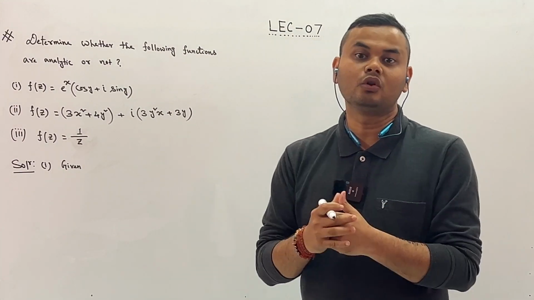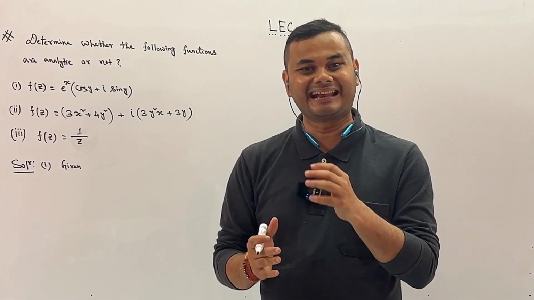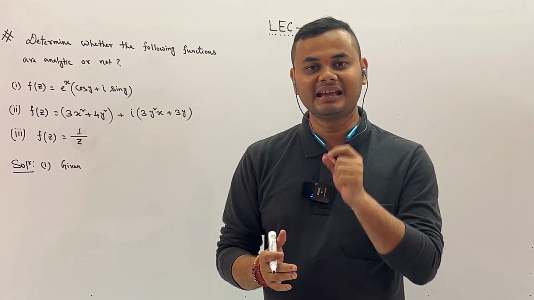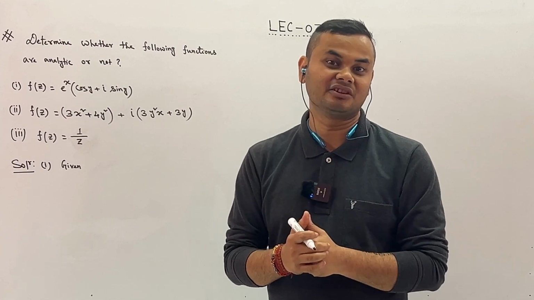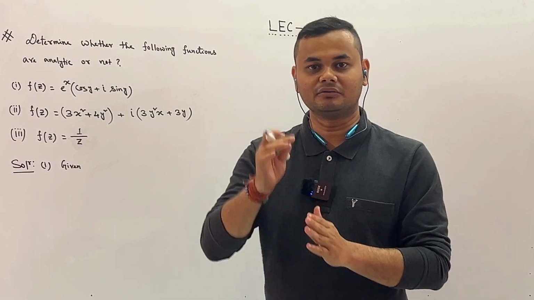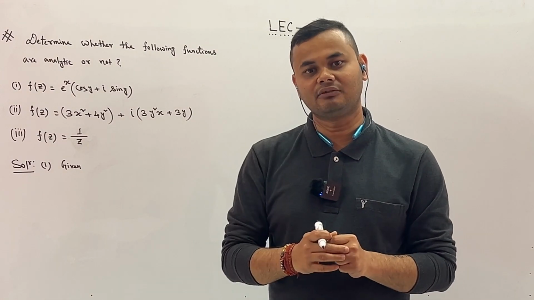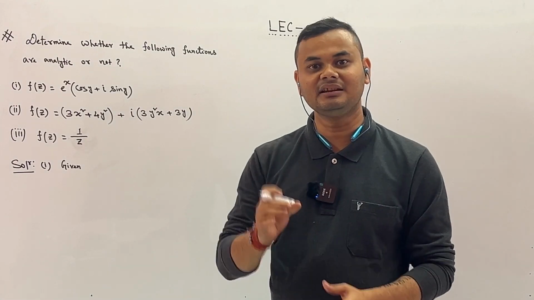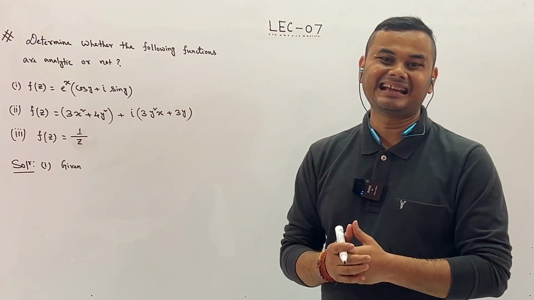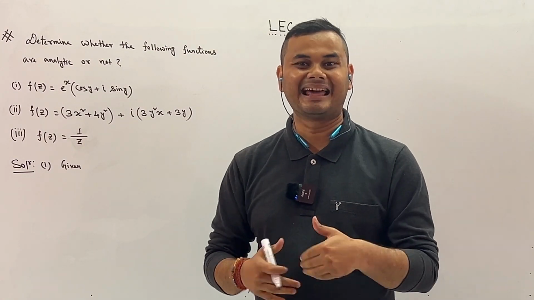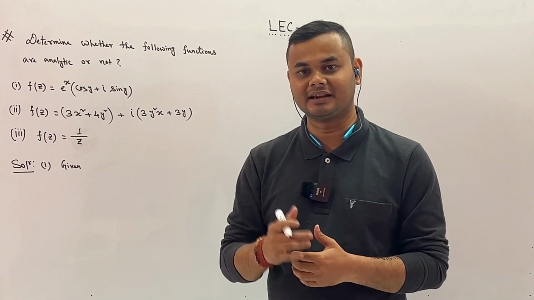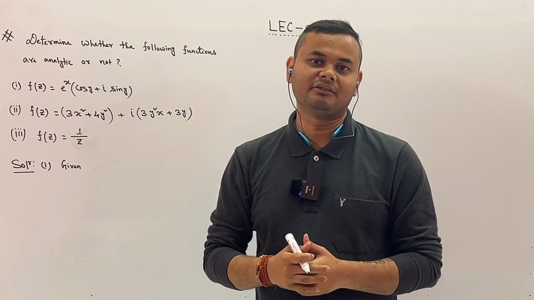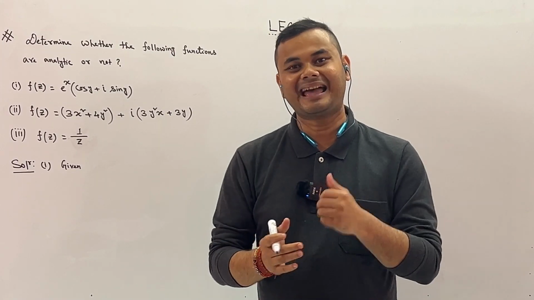In that video I told you that to determine whether a function is analytic or not, we have to check two conditions. The first condition is known as the necessary condition, and according to the necessary condition, del u by del x should be equal to del v by del y, and del u by del y should be equal to minus del v by del x. This necessary condition is also known as the Cauchy-Riemann equations. The second condition is known as the sufficient condition, and according to the sufficient condition, all the partial derivatives, that means del u by del x, del u by del y, del v by del x and del v by del y, should be continuous functions of x and y.